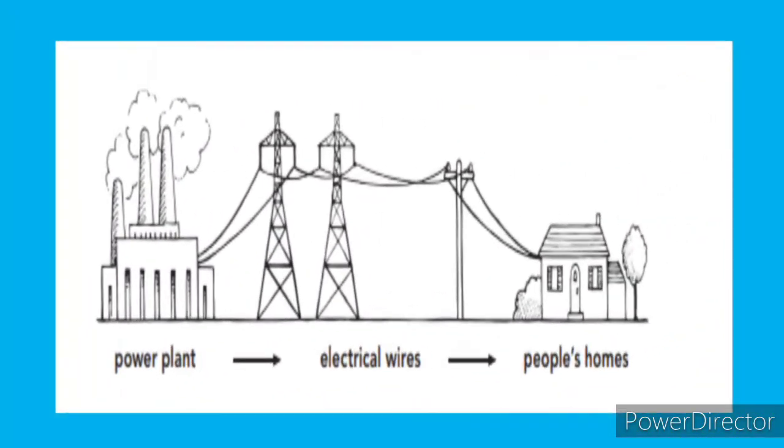Can you see this picture? This is a power plant. In Nigeria, we get our energy from our power plant, which is Kainji Dam. This power plant takes electricity through wires to the poles, and from the poles we get our electric current to the homes. Wow! Power plants to electrical wires to people's homes.